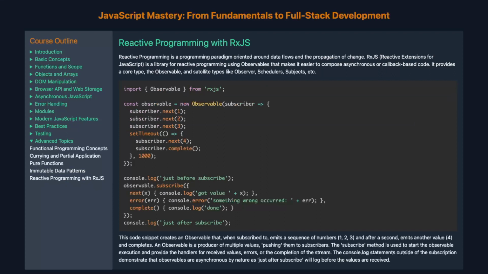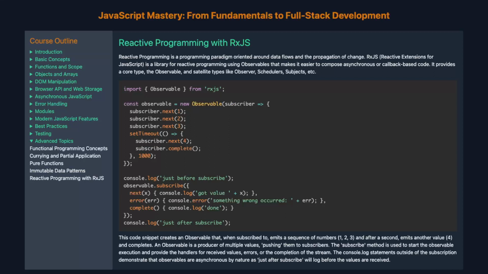Reactive programming with RxJS. Reactive programming is a programming paradigm oriented around data flows and the propagation of change. RxJS, Reactive Extensions for JavaScript, is a library for reactive programming using observables that makes it easier to compose asynchronous or callback-based code. It provides a core type, the observable, and satellite types like observer, schedulers, subjects, etc.